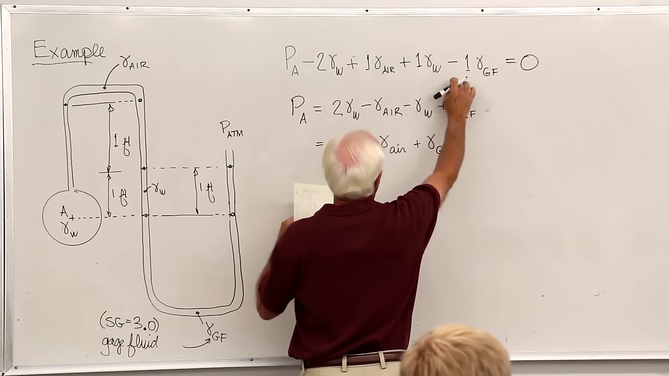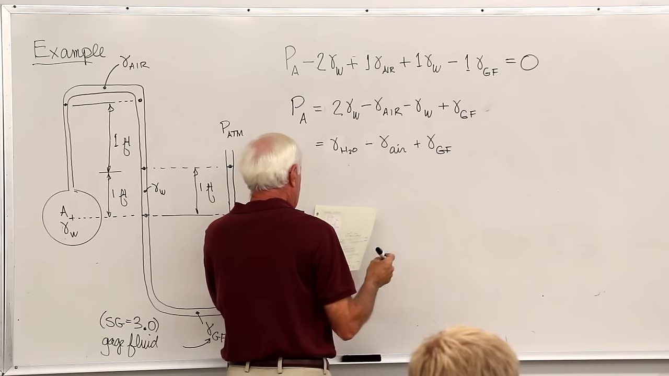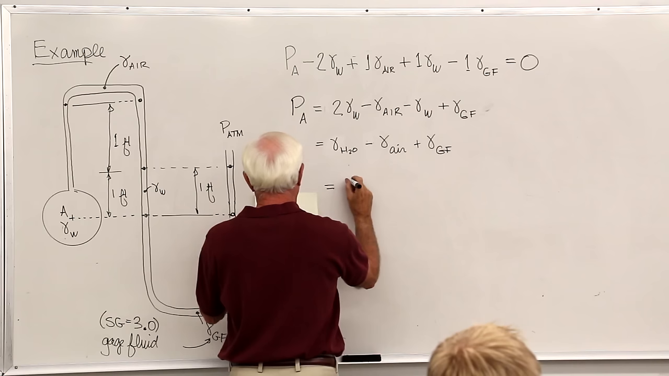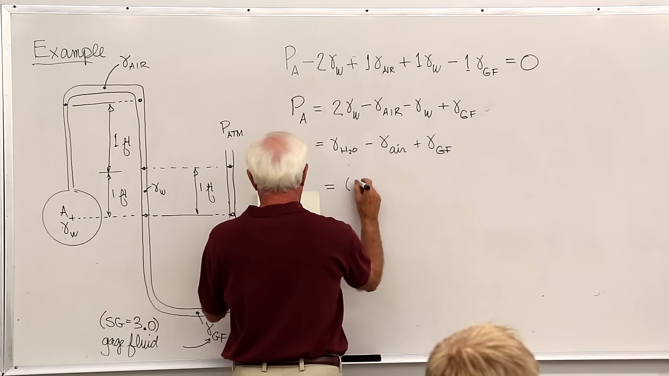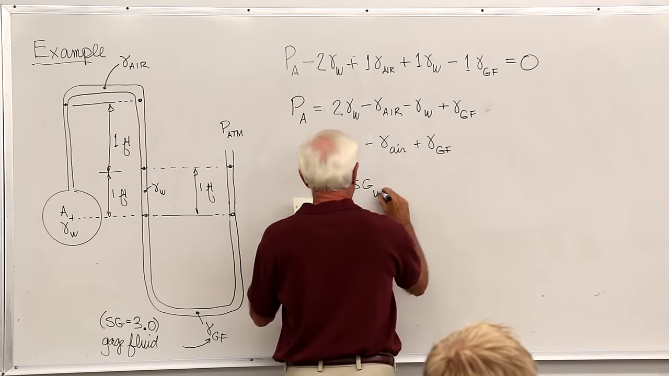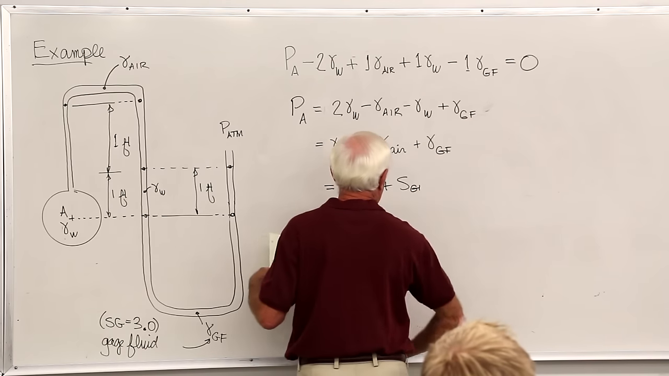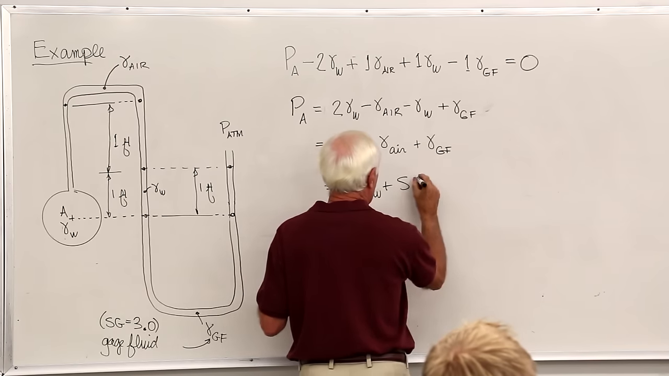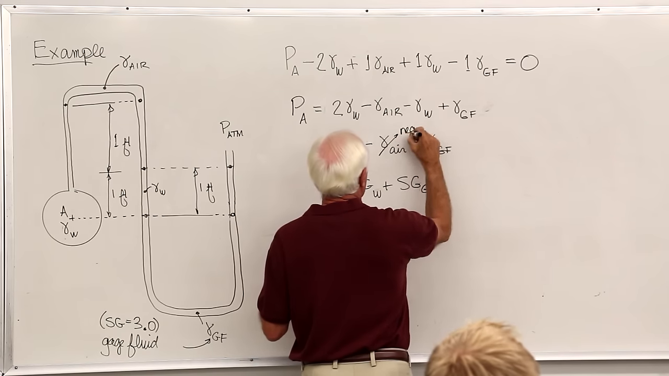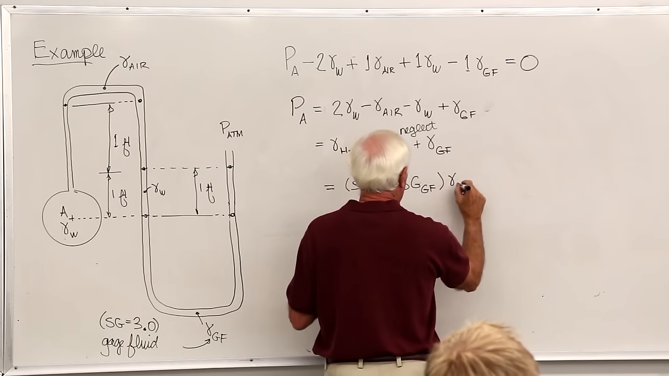And that guy, he has a plus sign there. He has a minus sign there. Okay, equal. Specific gravity of water plus specific gravity of the gauge fluid, SG gauge fluid. Neglect air. Multiplied by gamma of water.